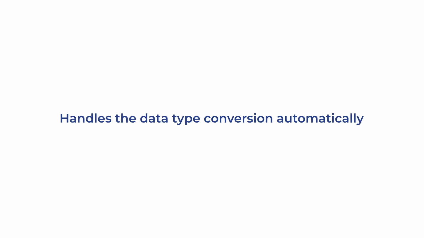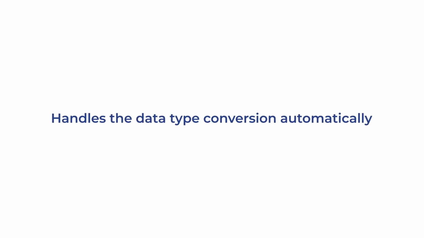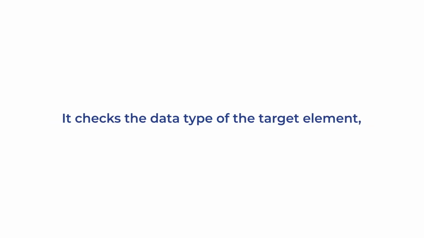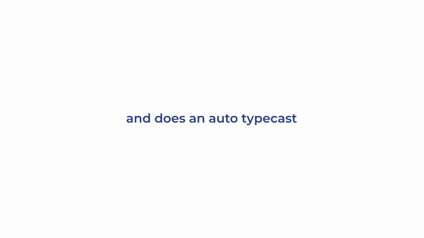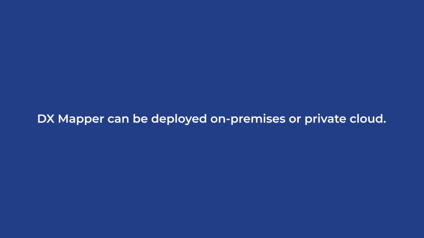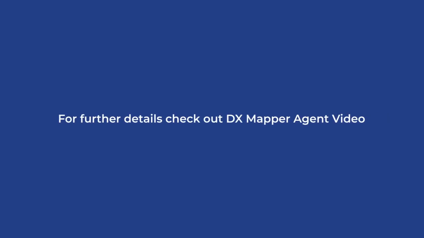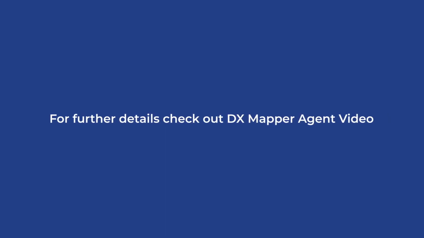DXMapper handles the data type conversion automatically. It checks the data type of the target element, and does an auto typecast, allowing the user to focus on the business logic, and not the technology aspect. DXMapper can be deployed on premises or private cloud. For further details, check out DXMapper agent video.